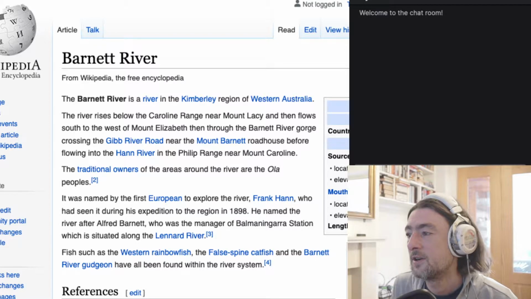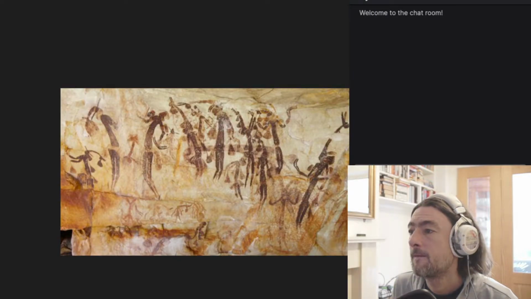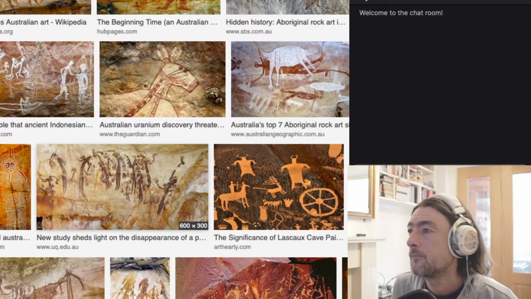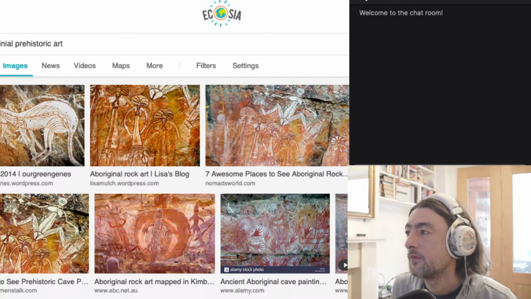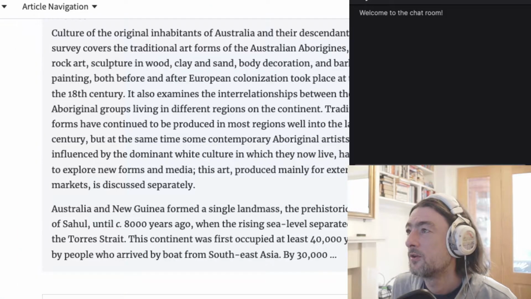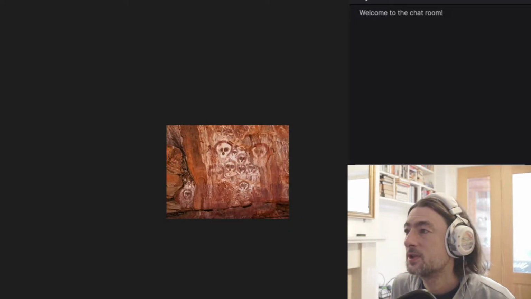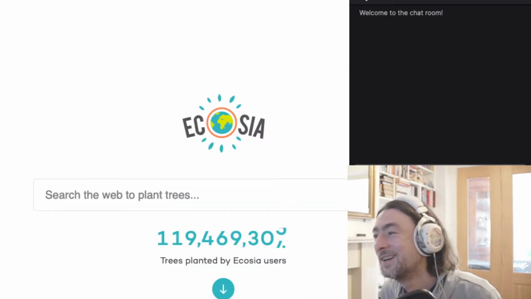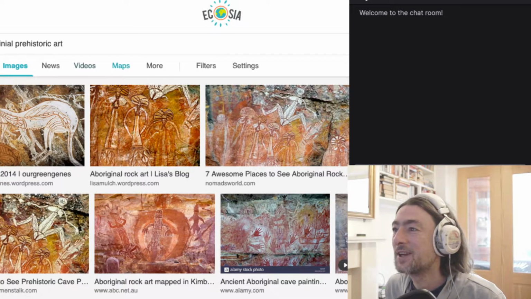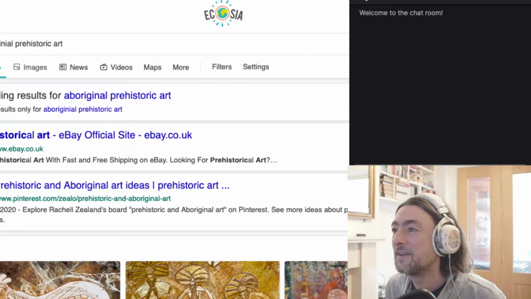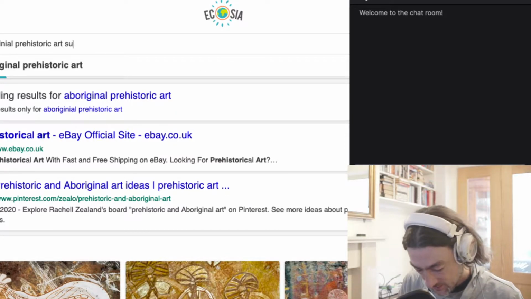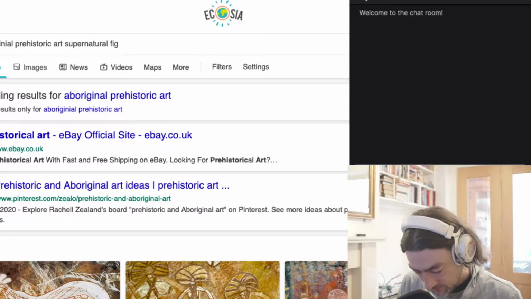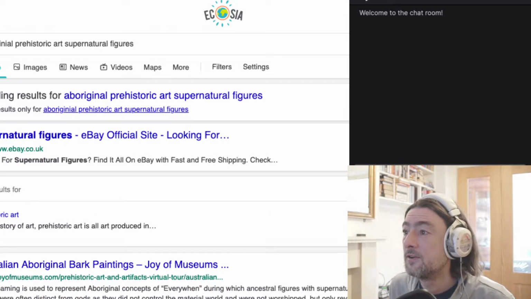And let me find. Oops, I just closed one of my windows then. Might have needed that. See, I had a window where I had more stuff that we could... Let's just go this way then. Aboriginal prehistoric art. Supernatural figures. Let's type that.